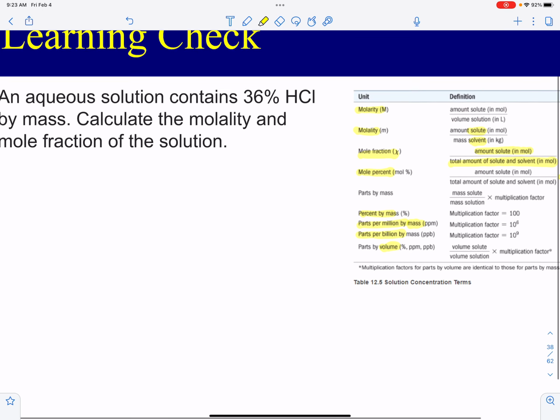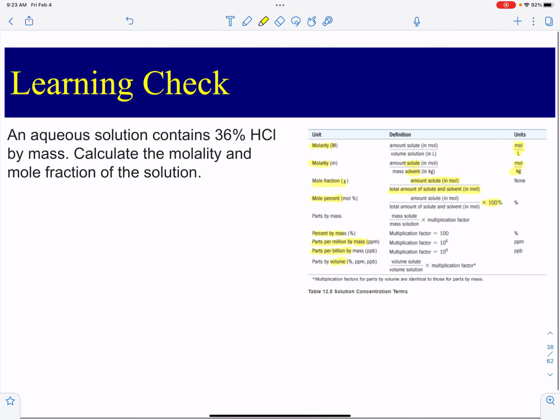So what is this problem asking us to do? An aqueous solution contains 36% hydrochloric acid by mass. So out of the total mass of the solution, 36% is only hydrochloric acid, the rest is water. Calculate the molality and the mole fraction.